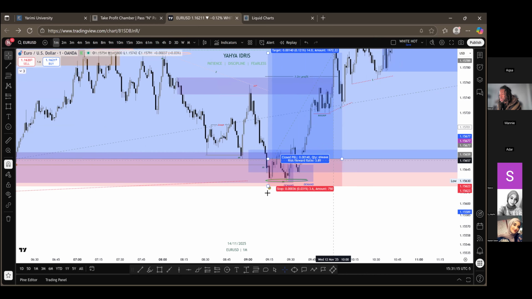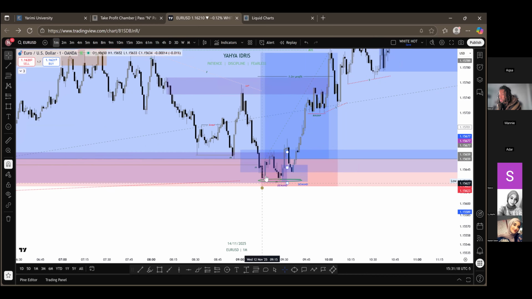So in this setup, you could have seen it two different ways. You could have seen one leg, two leg, entry.